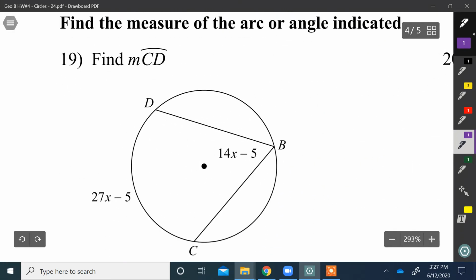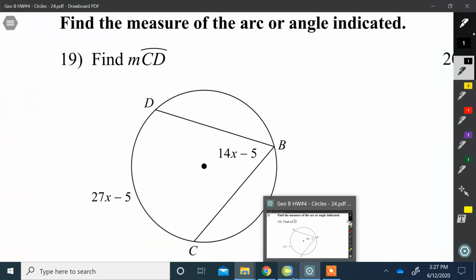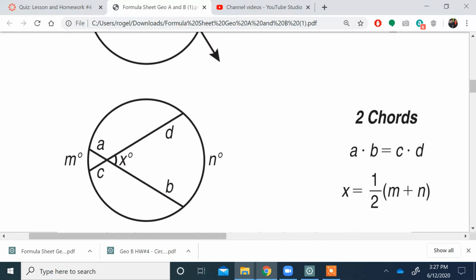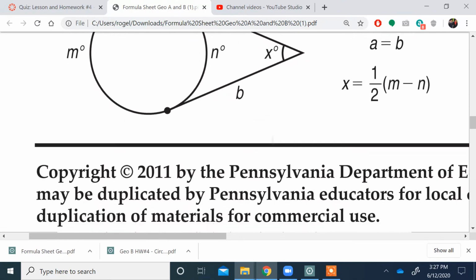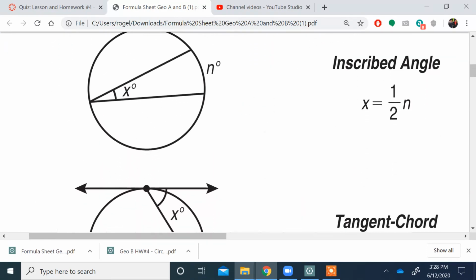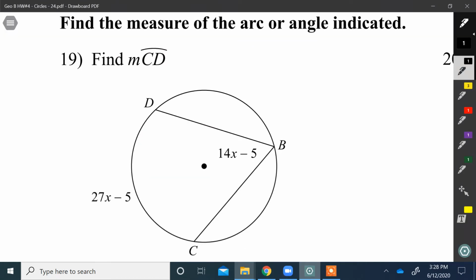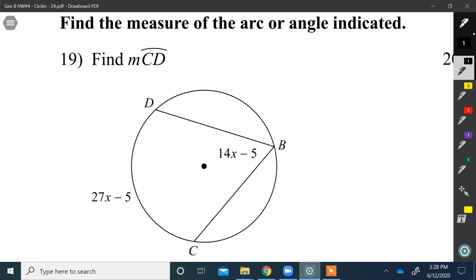Number 19. Almost there, guys. Let's figure out first what formula we have to use. When I look at this, I'm going to look at my formula sheet and say nope, nope, nope, nope. So maybe I skipped it. Yes, actually, let me go back. Yes, okay. This is what we call an inscribed angle. So we got the formula.